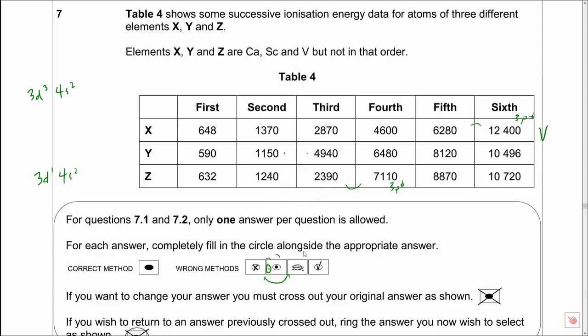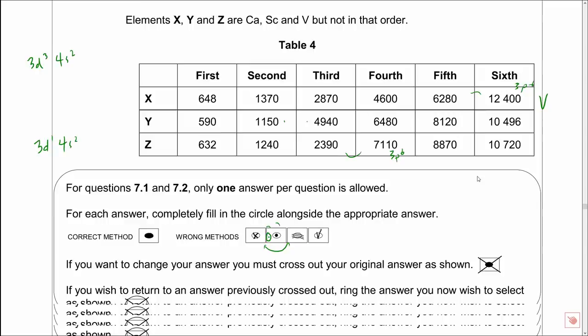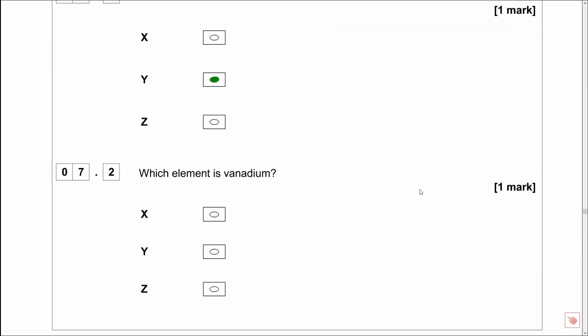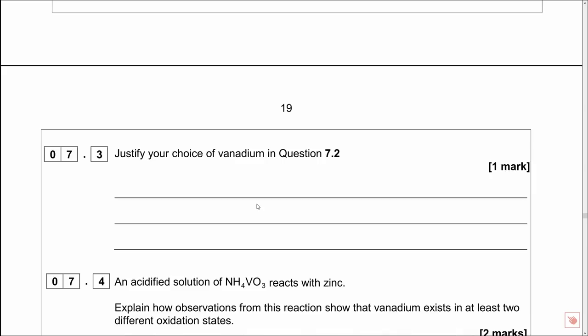Difficult thing to necessarily know, and it's probably not something that you would have covered in lessons, but it's about applying. This is towards the end of the paper now. It's about applying your understanding of, in this case, the electron configurations to given data. And realistically, the only one that could be vanadium would be this top one here, scandium being the bottom. So vanadium is going to be X. Then we'll make a move on from that. Tricky question, that though. Again, one mark there, all based on electron configurations.